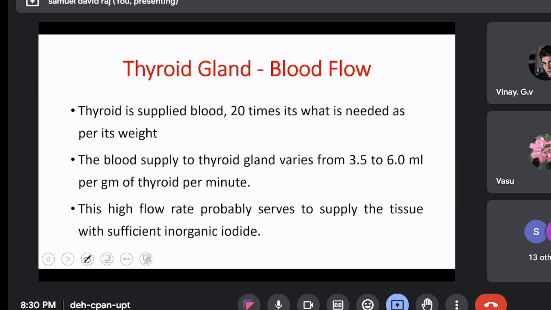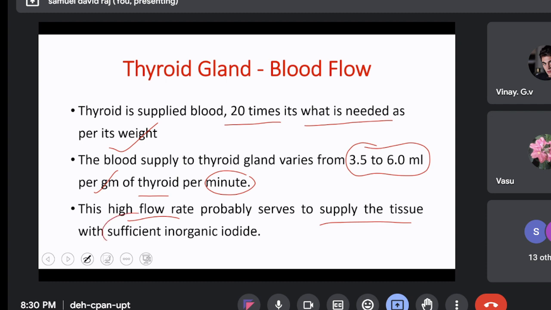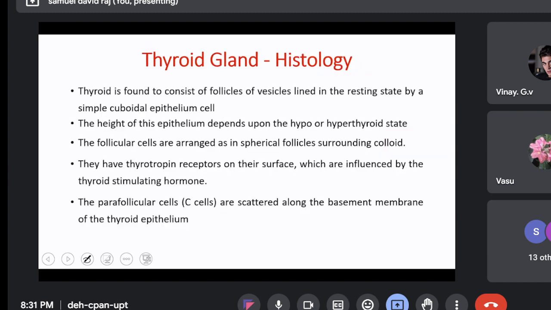And coming to the blood flow, as I've just told you, it is supplied blood 20 times what is needed as per its weight. The blood supply to the thyroid gland varies from 3.5 to 6 ml per gram of thyroid per minute. The main purpose of this high flow of blood is that the high flow rate serves to supply the tissue with sufficient inorganic iodide. That is the main reason why this much blood flow is required for the thyroid gland.